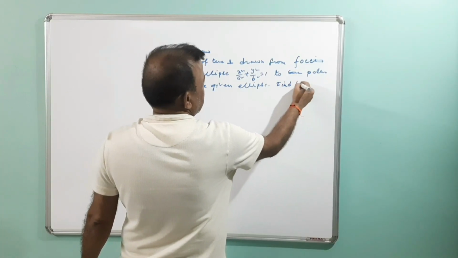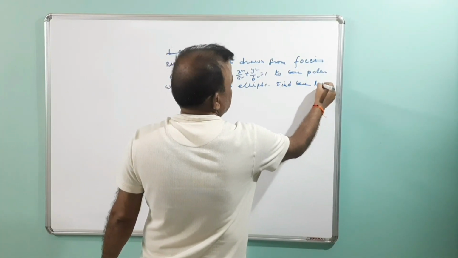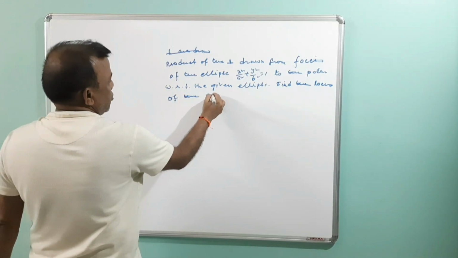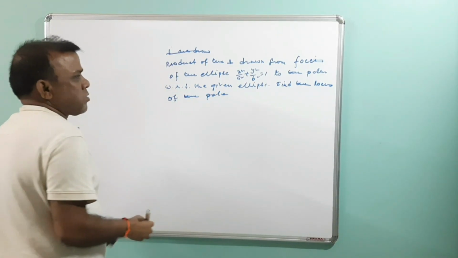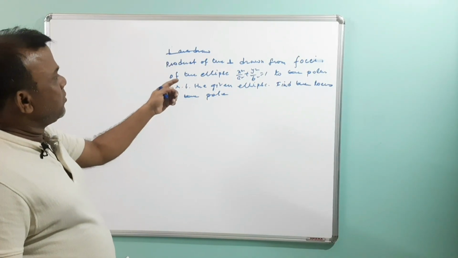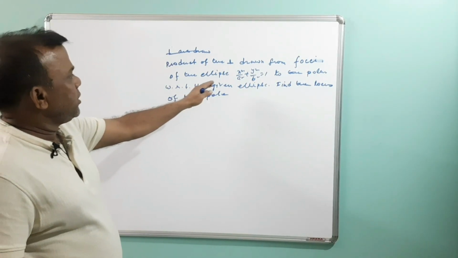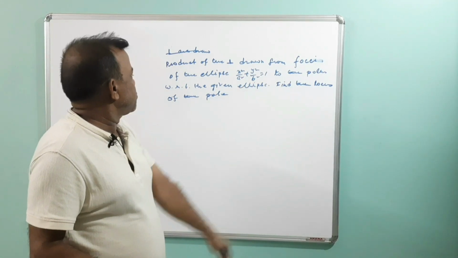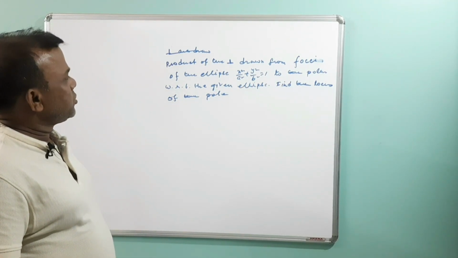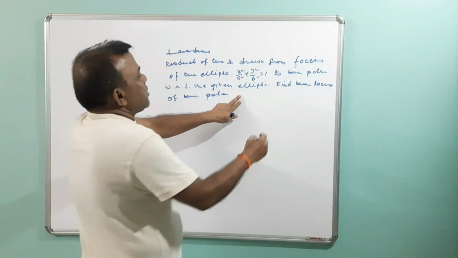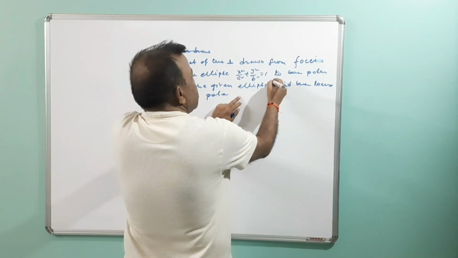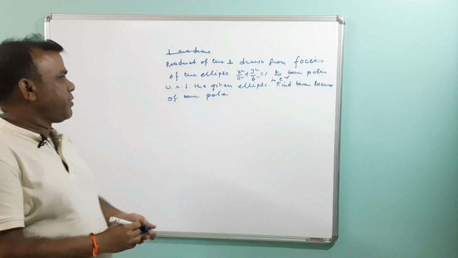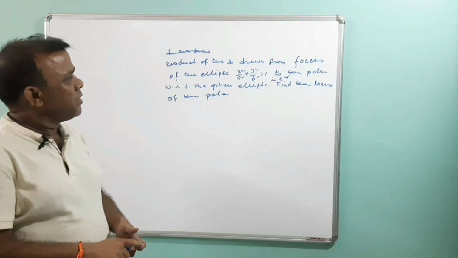Find the locus of the pole. Product of the perpendicular drawn from the foci of the ellipse to the polar with respect to the ellipse is given, c square is given. C square. Okay.